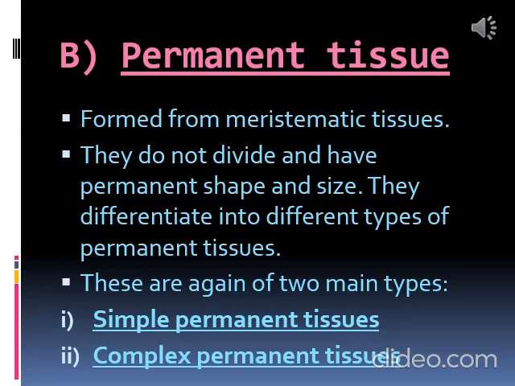So basically permanent tissues have cells which are derived from the meristematic cells. When the meristematic cells have lost their power of division, it leads to permanent cells or permanent tissue. The process of taking up a definite shape, size, structure and function is called differentiation. So in permanent tissue, the cells differentiate into different types of permanent tissue.